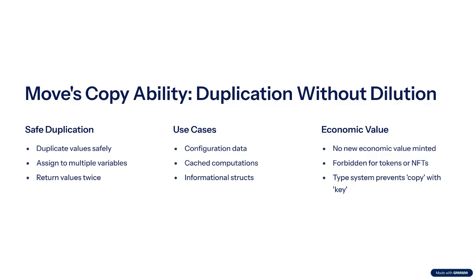In fact, the type system forbids pairing copy with key. A globally addressable object that can also duplicate would shred scarcity in seconds. Reach for copy only when duplication truly carries zero risk.